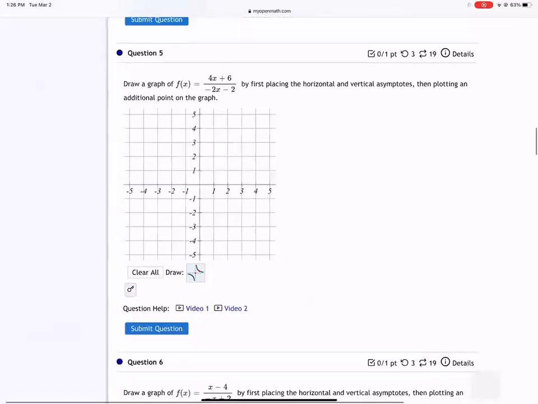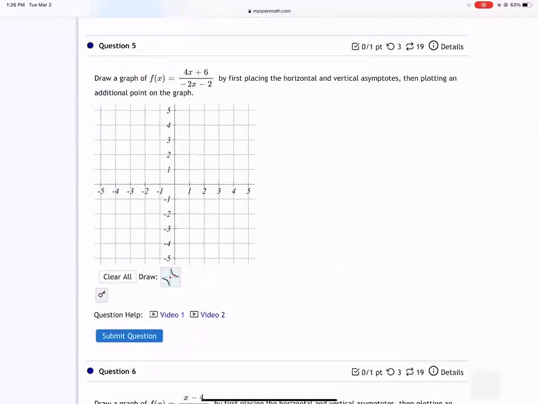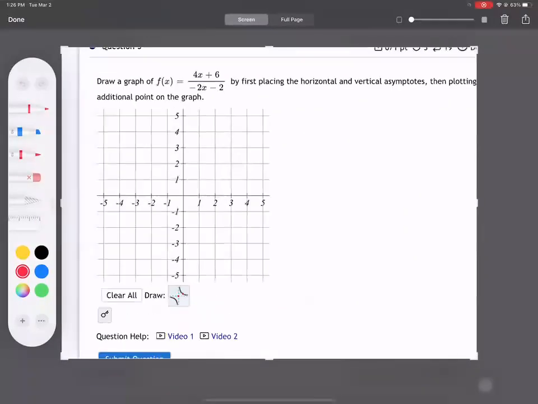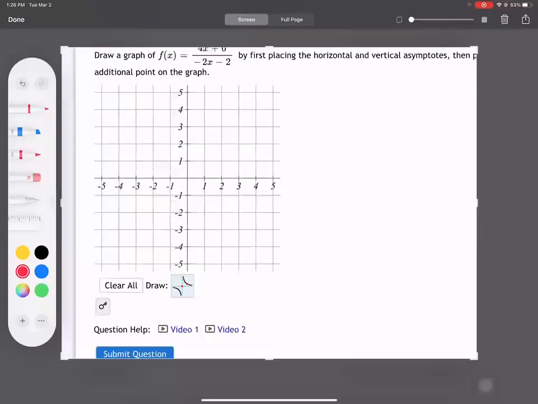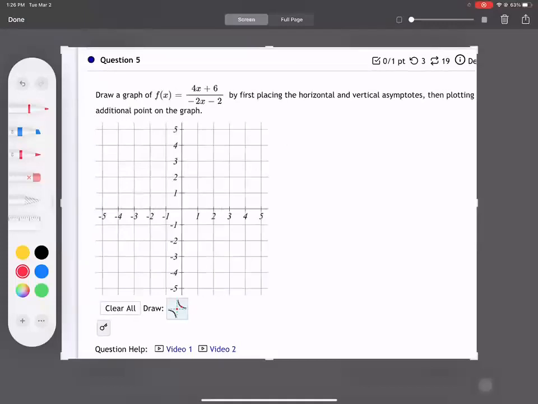Now let's look at this next question here. You guys are going to graph this using the rules that we talked about already. They said first place the horizontal and then the vertical asymptote, and then plot additional points on the graph. So before we start this, I want to make sure we know what our vertical and horizontal asymptote is, and we're going to pick a point to make it easy. So let's look at the problem. I want to factor it out.